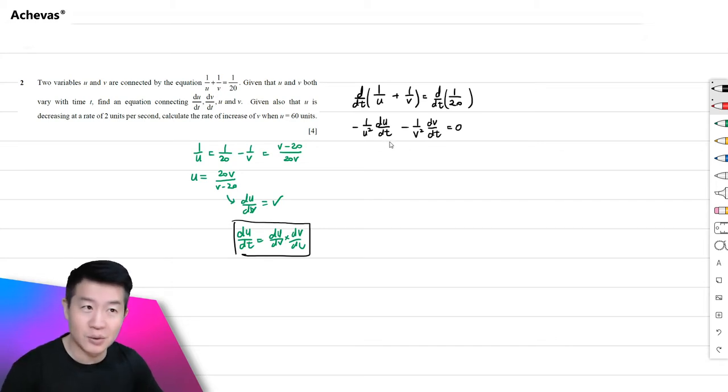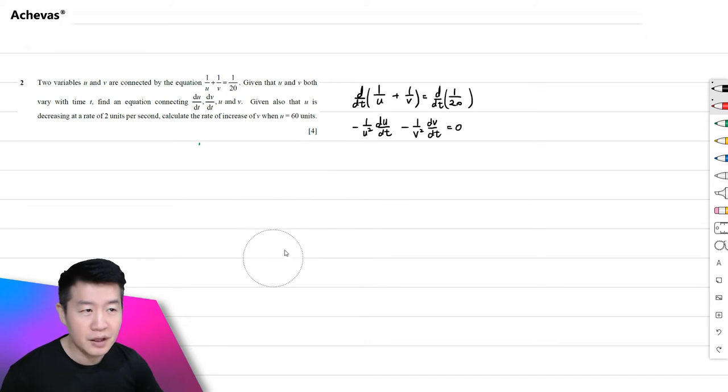This is even faster than doing it as a quadratic equation because I don't need to plan the equation before I execute the differentiation. That is the power of implicit differentiation. You can just differentiate with whatever is immediately available, like for example here. So then the question says, I've already gotten the mark once I've gotten this. You are not expected to do much simplification.